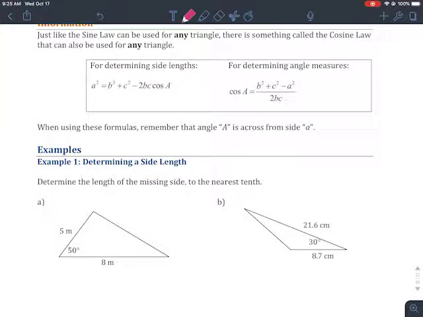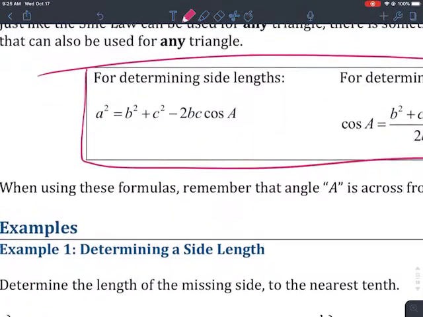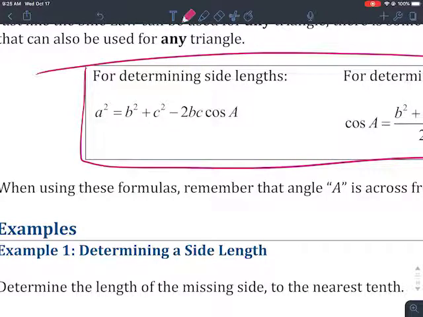Okay, so just like the sine law can be used for any triangle, there is something called the cosine law that also can be used for any triangle. And there's two different formats which you are given on your formula sheet, and they are in this box down below. Okay, so if I'm going to determine a side length, the formula is a squared is equal to b squared plus c squared, very similar to Pythagorean theorem, minus 2bc times the cosine of a. Now what you're going to notice, it seems like a lot to remember, but keep in mind you don't have to memorize a thing. The only thing you have to know how to do is use this formula.